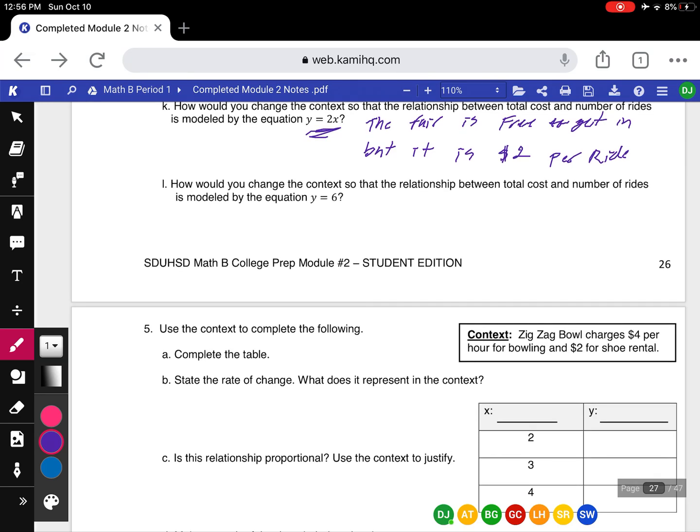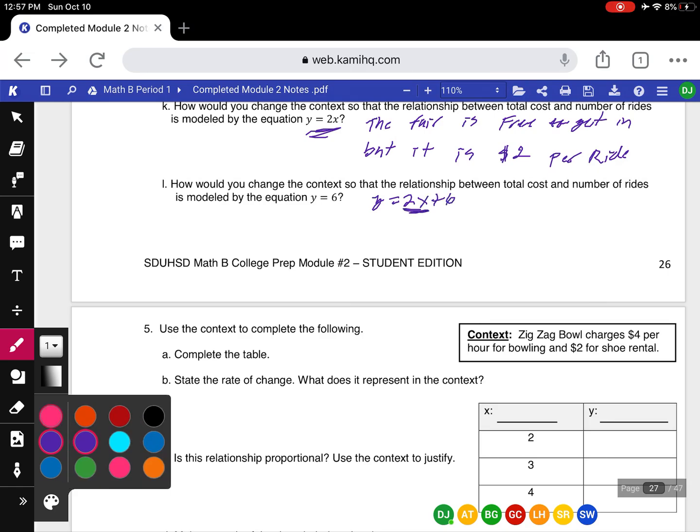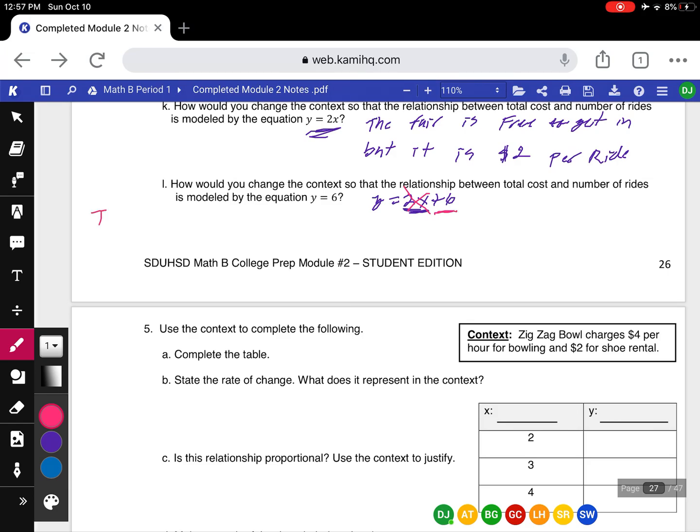All right. So now it says, how would you change the context so that the relationship between the total cost and the number of rides is modeled by y equals 6? I want you to realize, guys, the original equation was y equals 2x plus 6. And the 2x represents the $2 per ride. And now the $2 per ride is gone in this equation. So what am I left with? The $6 to get in. So the fare costs $6 to get in, but all the rides are free.